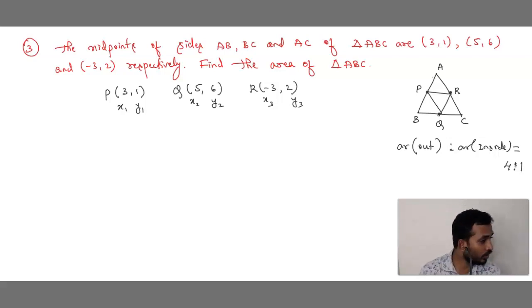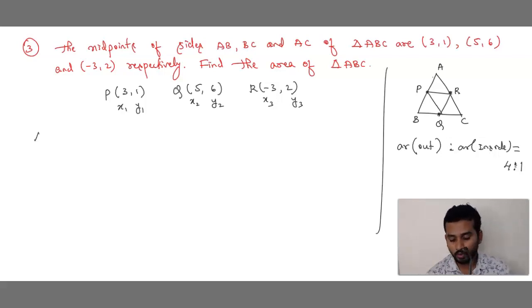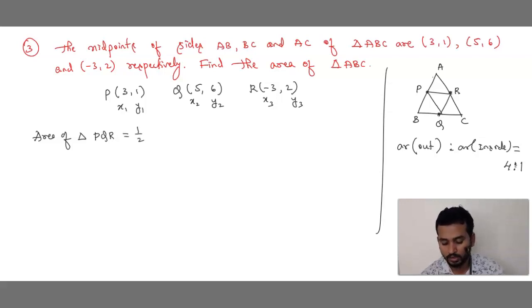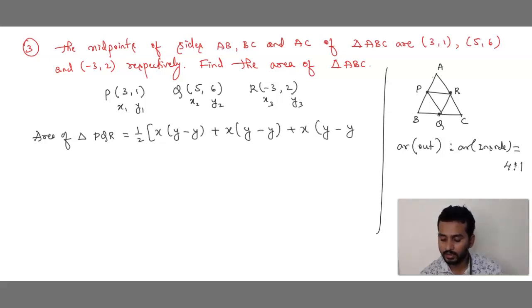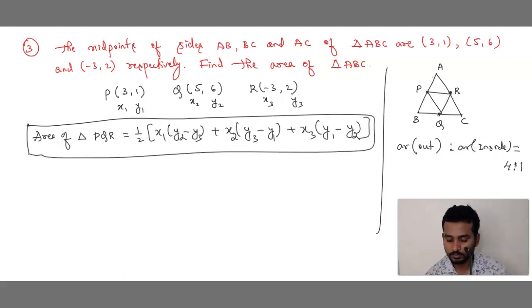So first what we should do here? We will find the area of inside triangle. First we write the formula, that is area of triangle PQR. We are not finding area of triangle ABC. First we have to find area of triangle PQR. Area of triangle PQR is equals to half into x1 into (y2 minus y3), plus x2 into (y3 minus y1), plus x3 into (y1 minus y2). Got it? x1, x2, x3; 1, 2, 3; 2, 3, 1; 3, 1, 2. We got the formula? Yes.